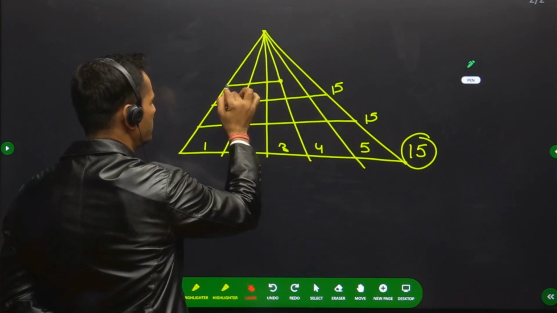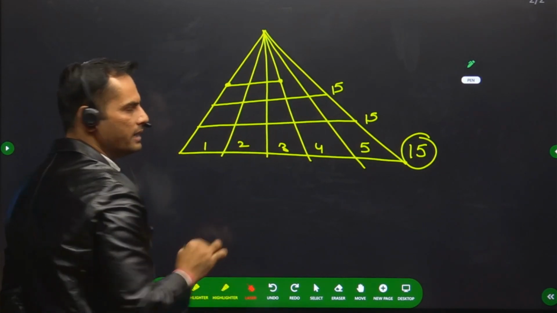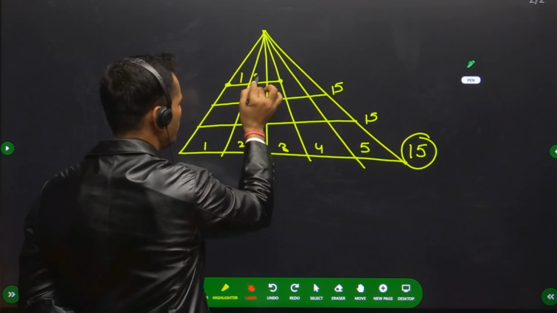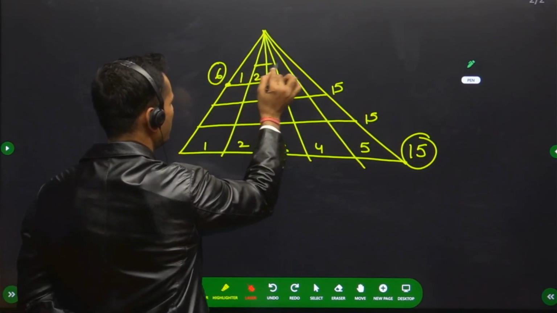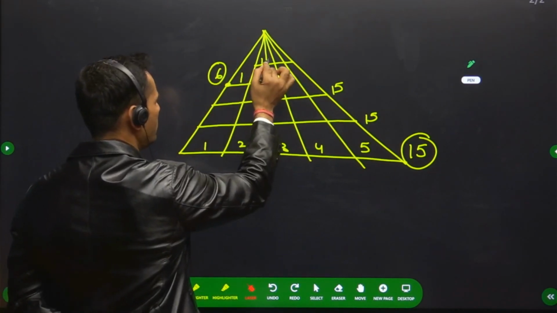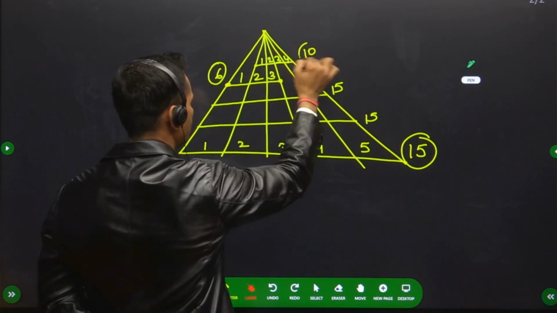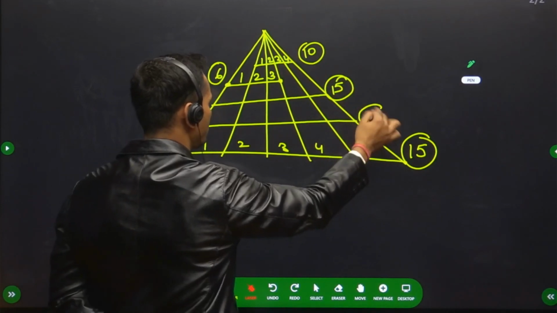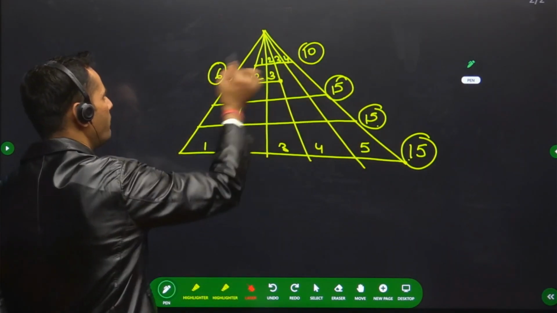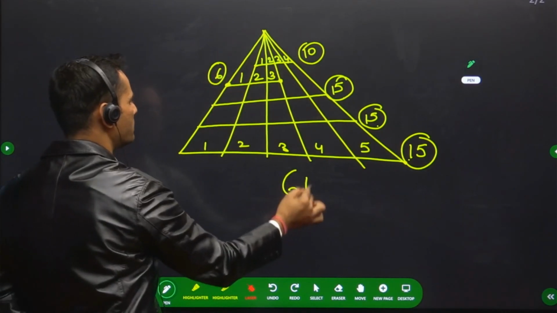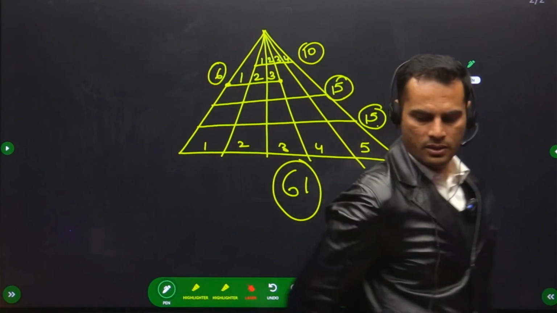Now the base is restricted. I have not extended it to the end. The base is restricted, so 1, 2, 3, 6 triangles will appear here, and again the base is restricted. 1, 2, 3, 4, 4, 3, 7, 2, 9, 1, 10. 10 triangles here. So 15 3s are 45, 15, 15, 15. 15 3s are 45 plus 10, 55 plus 6, 61 triangles are there in this given figure. Total 61 triangles are there.